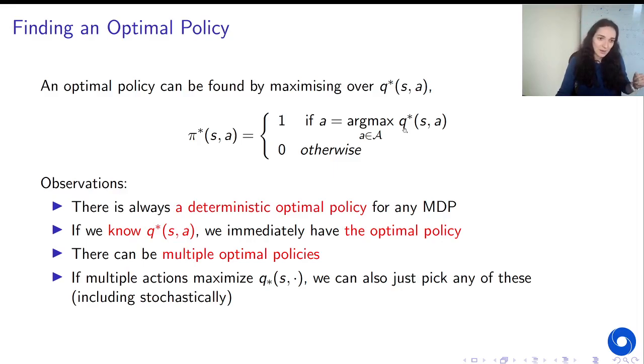Okay, a couple of observations here. There's always a deterministic optimal policy in the MDP, and the statement above implies that once we have Q star, we can immediately have an optimal policy. In general, there might be multiple optimal policies, and some of them might be stochastic.